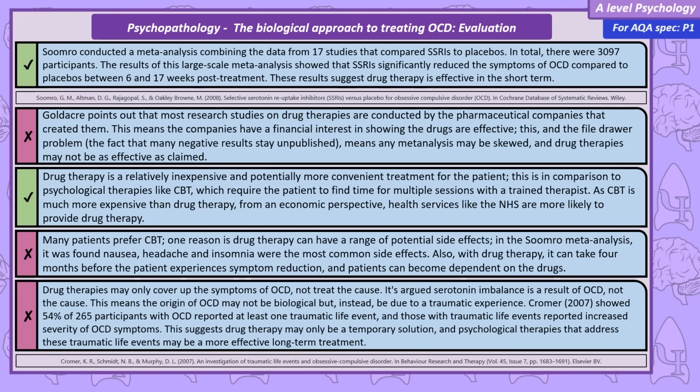Remember, research by Cromer showed 54% of 256 participants with OCD reported at least one traumatic life event, and those with a traumatic life event reported increased severity of OCD symptoms. This suggests drug therapy may only be a temporary solution, and psychological therapy might be a more effective long-term treatment.